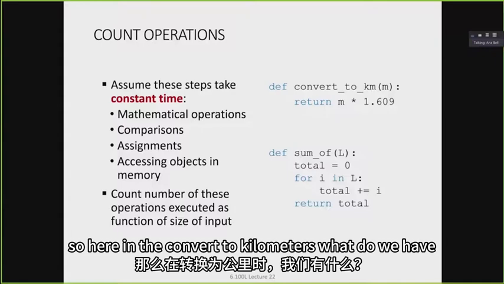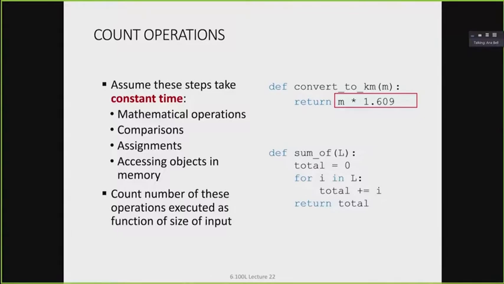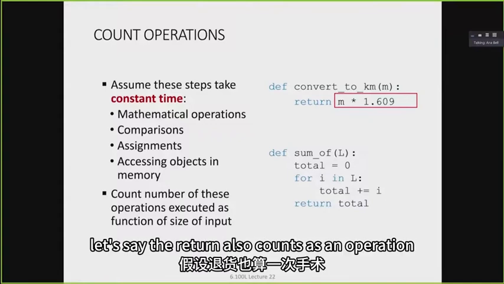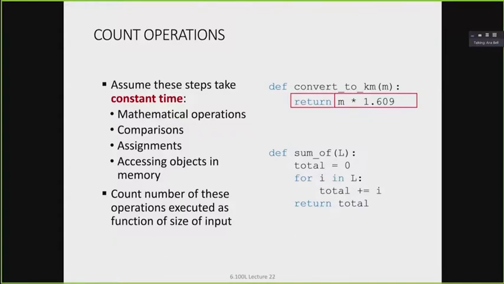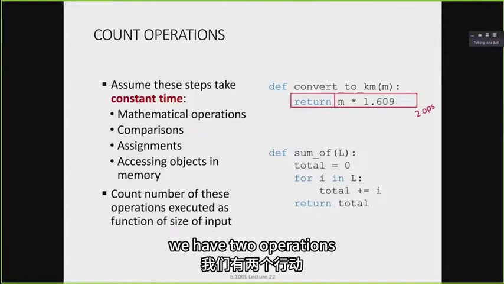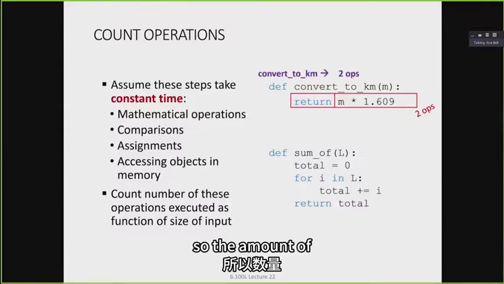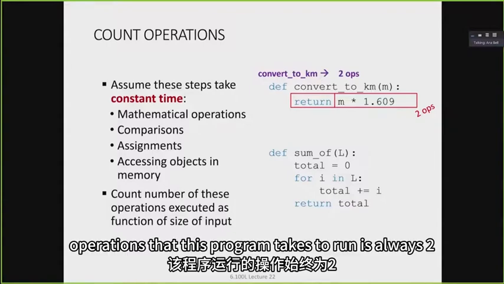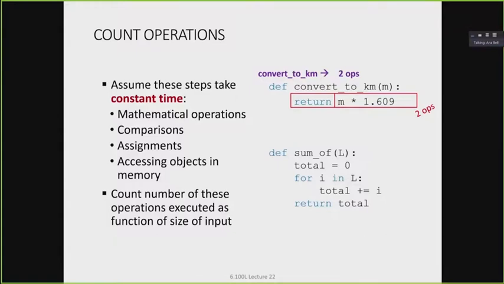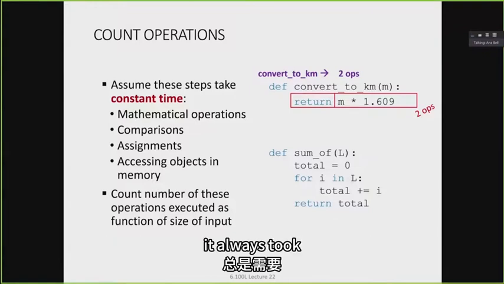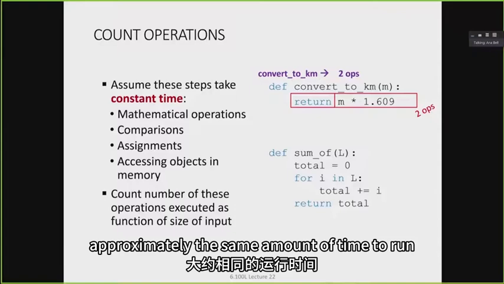So here in the convert to kilometers function, what do we have? We have 1 multiplication. And just for the heck of it, this lecture, let's say the return also counts as an operation. So in this convert to kilometers function, we have 2 operations. Notice that it's not really related to the input at all. The amount of operations this program takes to run is always 2. It matches what our timing said. It basically didn't matter what the input was. It always took approximately the same amount of time to run.